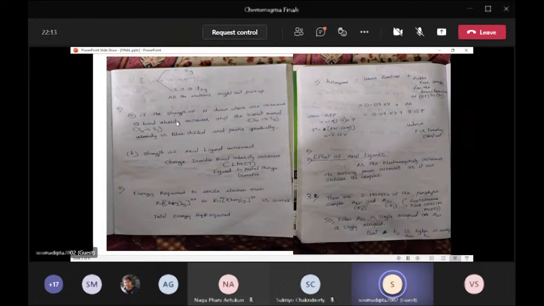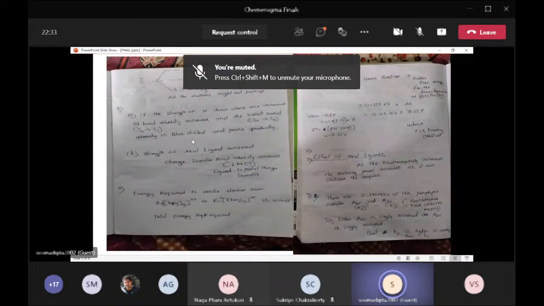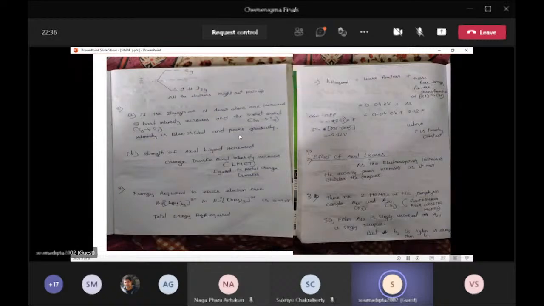And in the second case, second question, it shows if the strength of the donor atoms is increased, then the Q band intensity would increase. That is from the transition from S0 to S1, and then the Soret band intensity, that is from S0 to S2, would go blue shifted, that is a higher energy shift, and the peak would gradually increase. This is the observation we can see if the strength of the donor atom is increased.